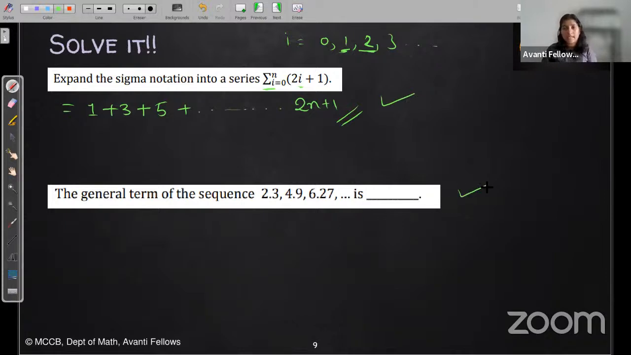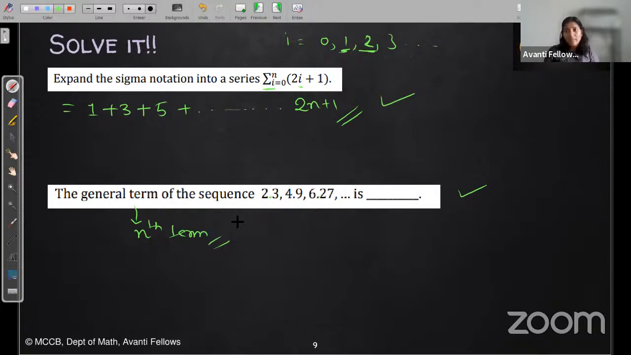Now try to find this. Let me know the general term of the sequence. They are given the series here. No, it's not a series. They are given a sequence here. You have to find the nth term. So by general term they mean nth term, okay? Find the nth term of this sequence. Let me know.